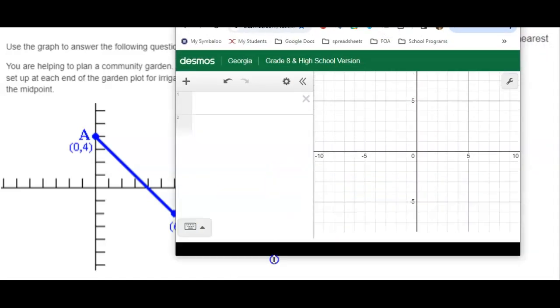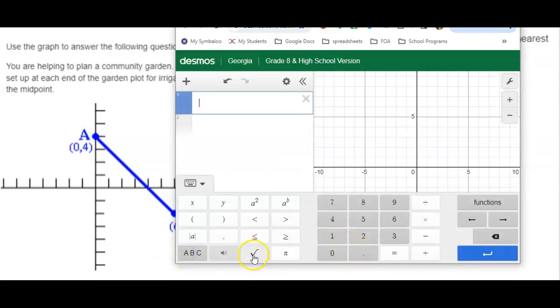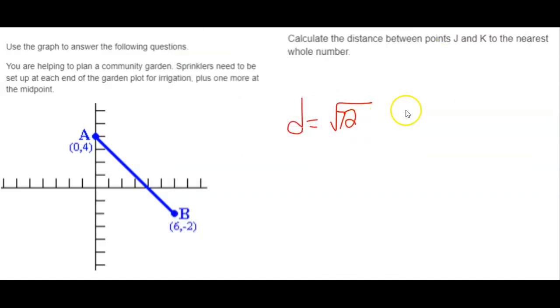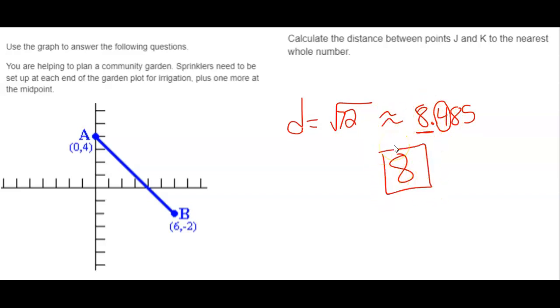And I'm going to type in to see what the square root of 72 equals. That is 8.485. So let me go ahead and write that down. This is approximately 8.485. And since it says round to the nearest whole number, I like to underline where I'm rounding to, and then I circle the number after that. If this number is a 5 or higher, you're going to round up. If it's less than 5, it's going to stay the same. So the nearest whole number in my example would be 8.